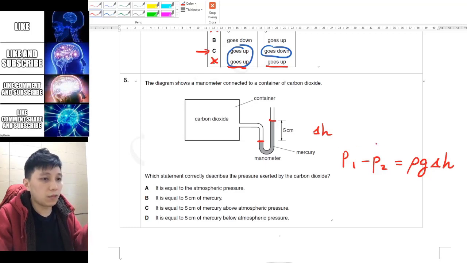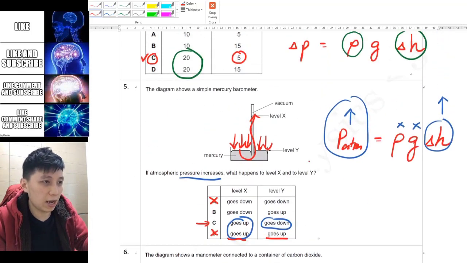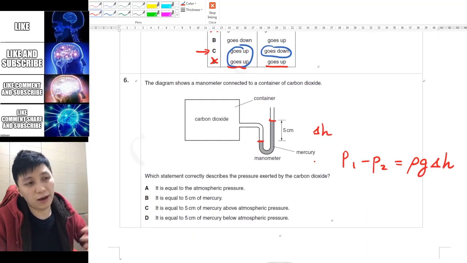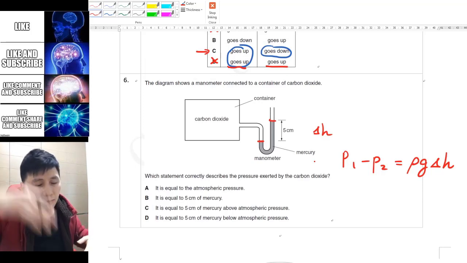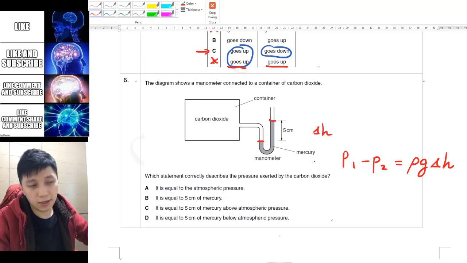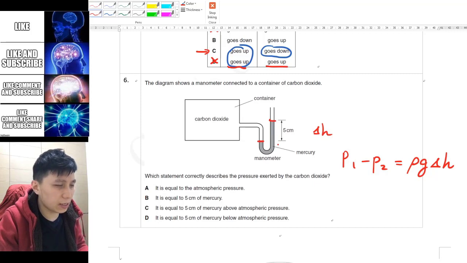So that's basically the same as the barometer. The difference is the barometer has the vacuum, which is simply 0, but this one you will have pressure on two sides. One is probably connected to atmospheric, and the other side probably connected to a certain system. Here we have a container with carbon dioxide, and this is how it looks.